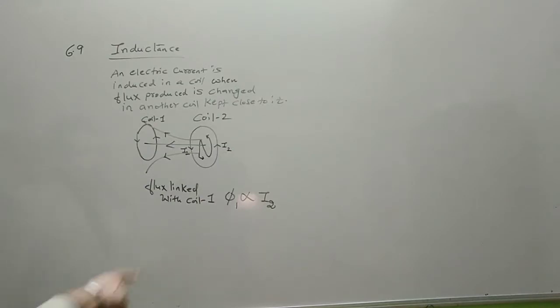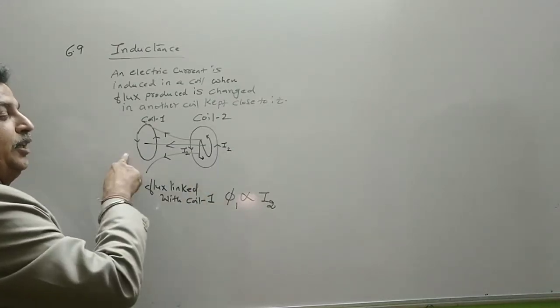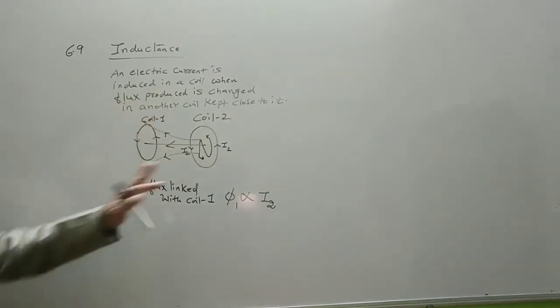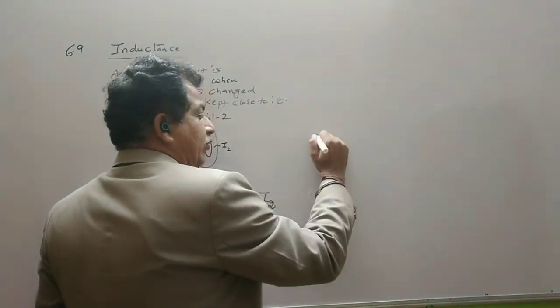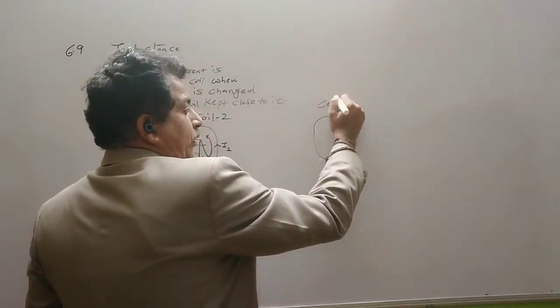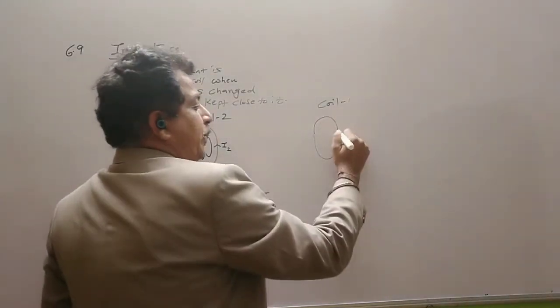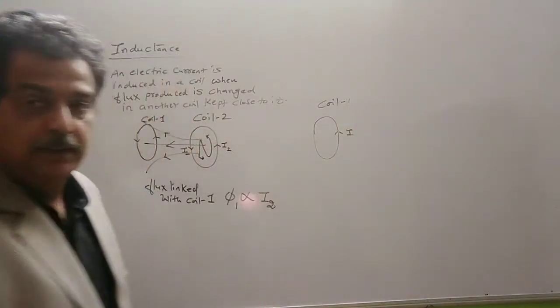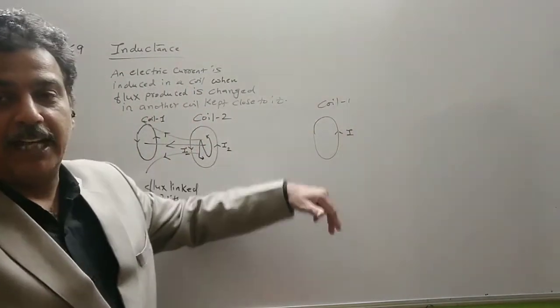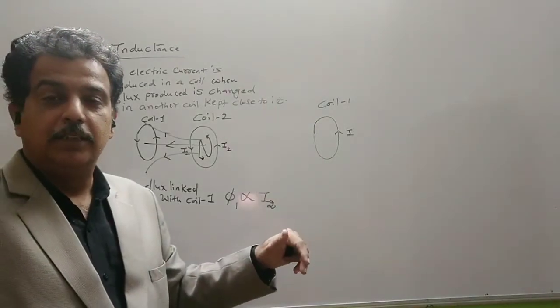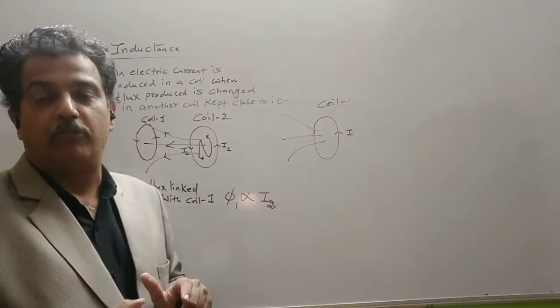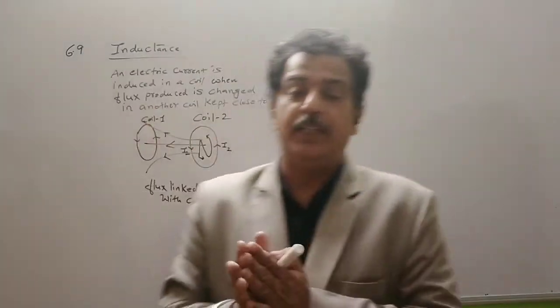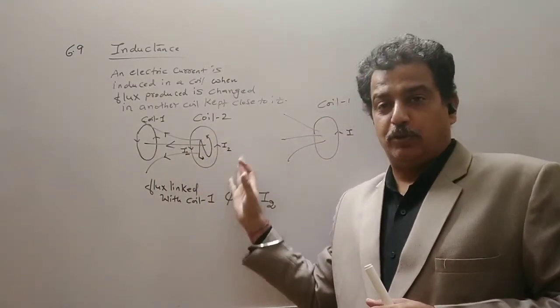But it has been found that whatever flux is linked with coil 1 will be directly proportional to I2. It is a system of two coils. But it is not necessary that you always have a system of two coils. If I have a single coil and I pass a current I through it, and if I increase or decrease the current, there will be a change in its flux also. This flux is linked with the coil itself. So you have two phenomena. Here current is set up in one coil.